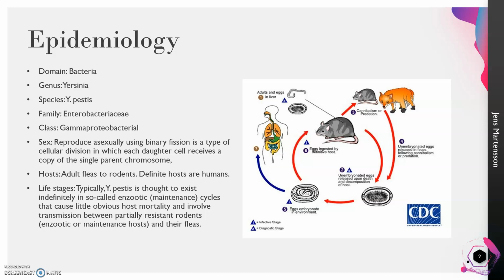So like I said, it's a bacteria. The genus is Yersinia, species Y. pestis, and the family is the Enterobacteriaceae. Now, it can reproduce asexually using binary fission, which is a type of cellular division in which each daughter cell receives a copy of a single parent chromosome.